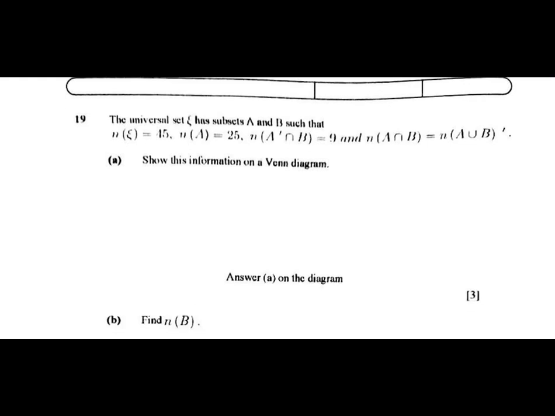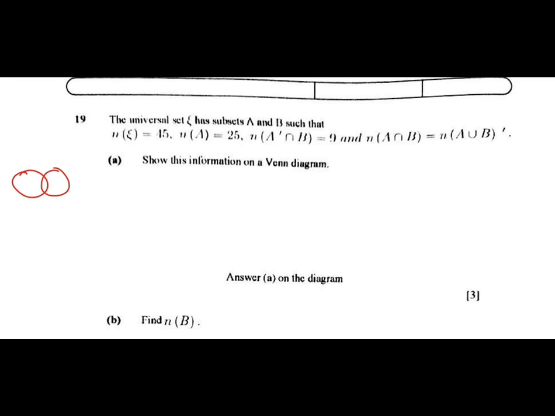The universal set has subsets A and B such that the number of elements in the universal set is 45, the number of elements in A is 25, the number of elements in A complement intersection B is 9, and the number of elements in A intersection B is the same as the number of elements in A union B complement. What do we do here?